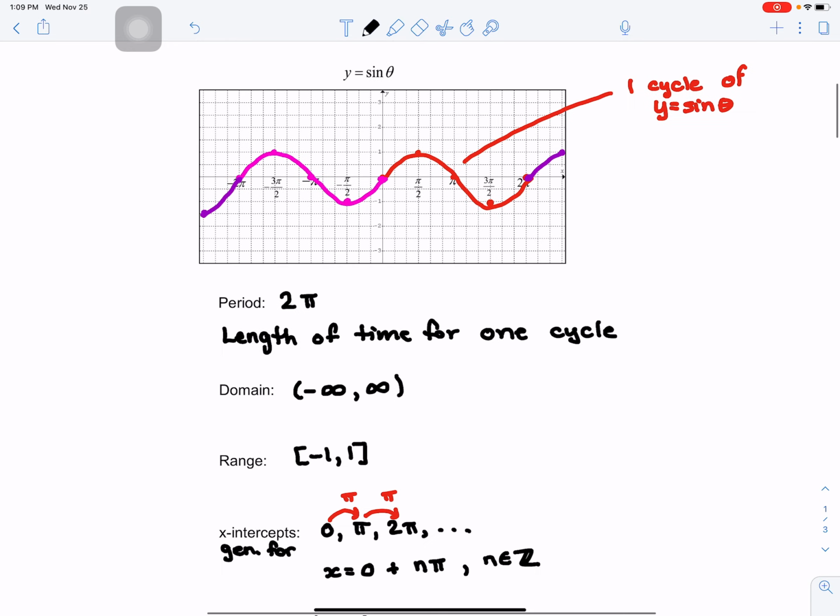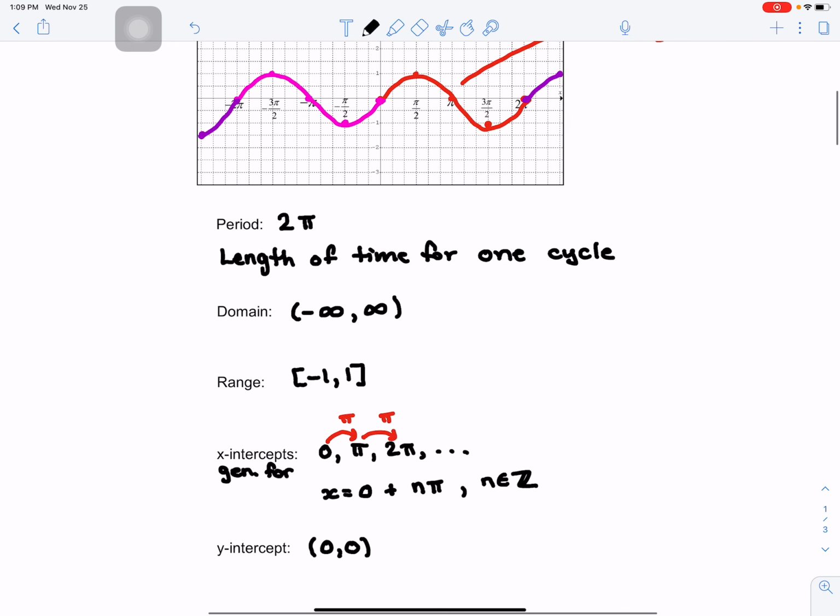Okay, the key function is sine theta. You need to remember these characteristics for this base function, and then we move on to transformations from here.